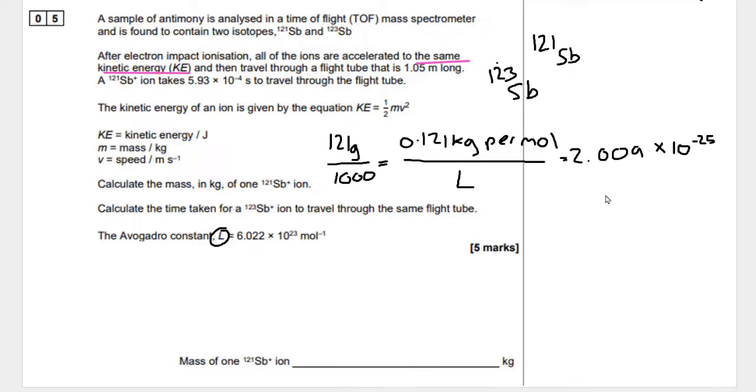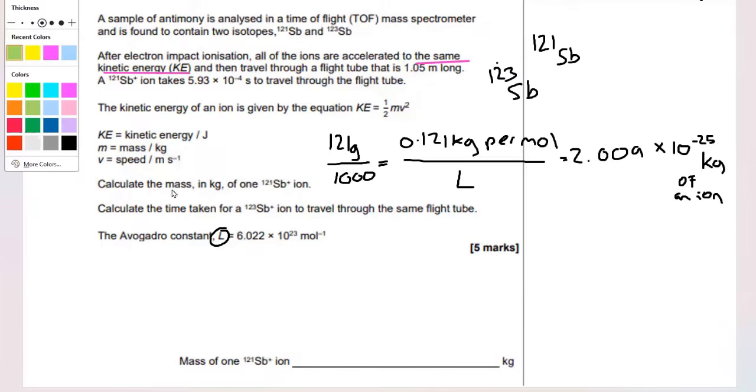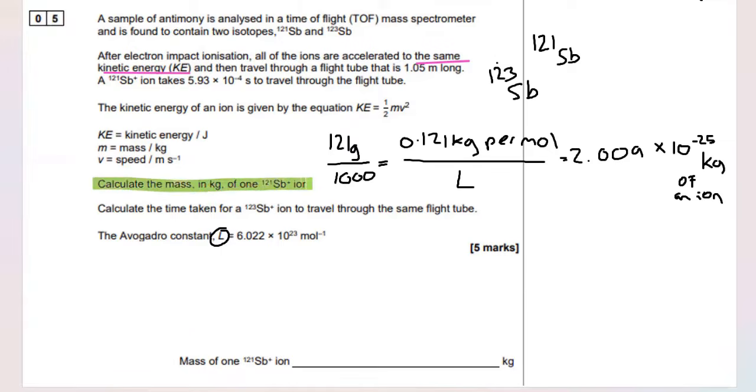So that's our first step covered, and that is the mass in kilograms of one ion. That covers this step. We've done that. Brilliant. So we're going to definitely pick up a mark, perhaps 2 of the 5 marks there. So let's go.